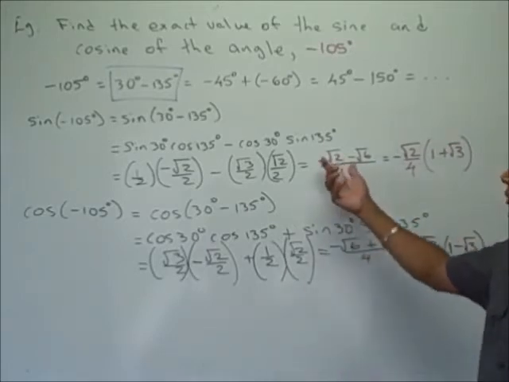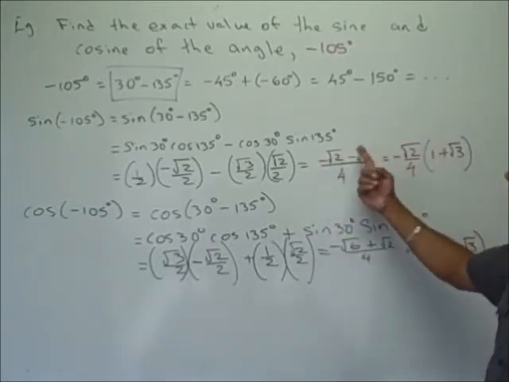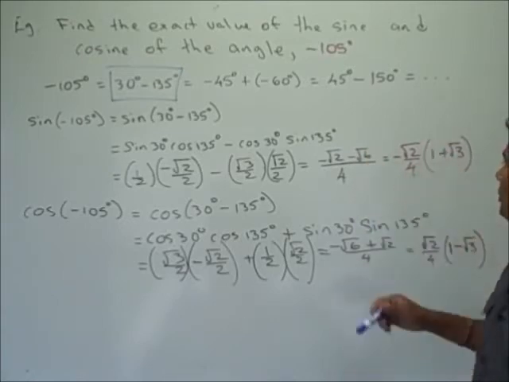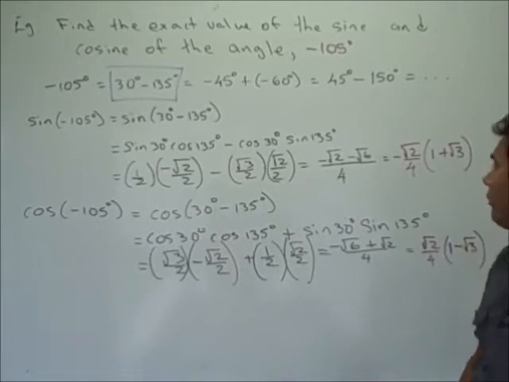Once again, if we factor negative square root of 2 from both of these and 4, we get negative square root of 2 over 4 times 1 plus the square root of 3.